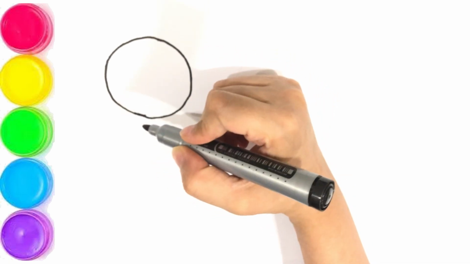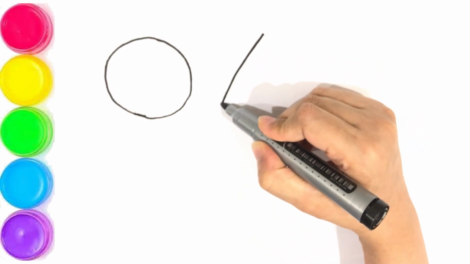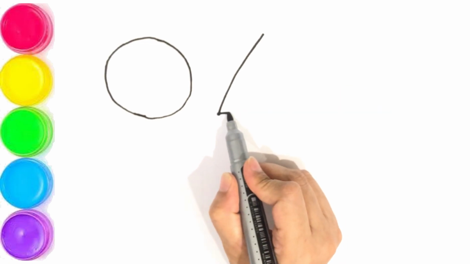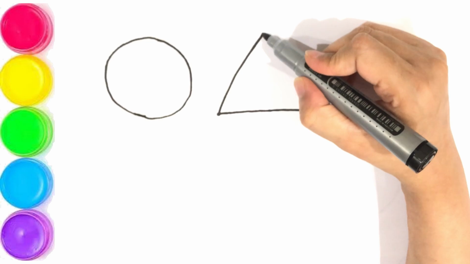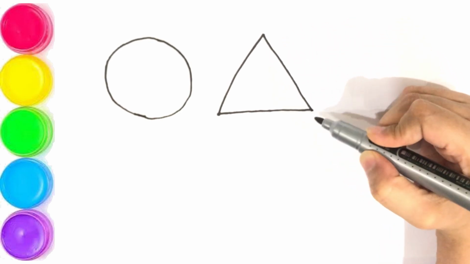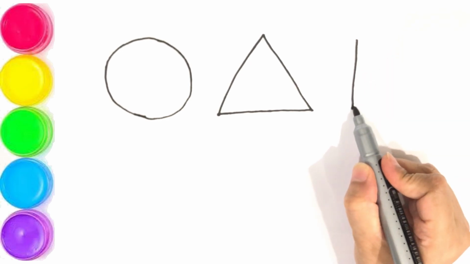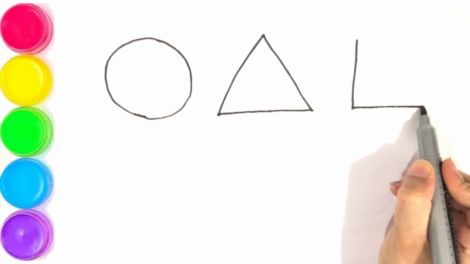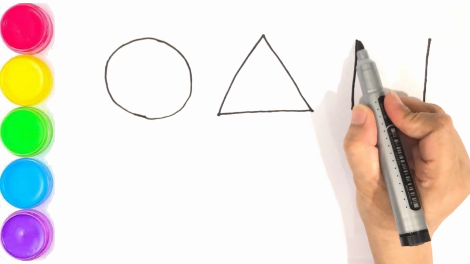Let's try it. Let's draw a triangle. A triangle has three straight sides and three corners. Let's draw a square. The square has four equal sides and four corners.